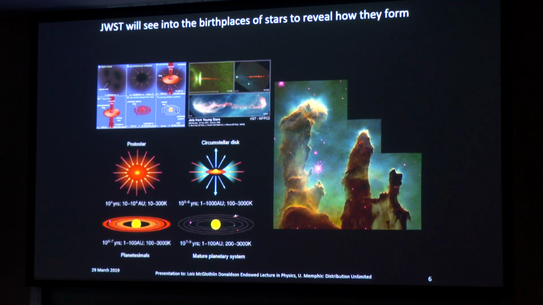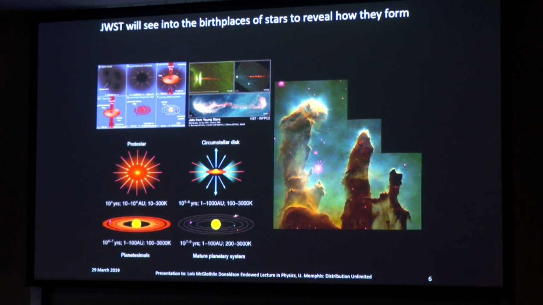Now, the spaces between the stars, the so-called interstellar space, it's not an empty vacuum. It's filled with giant clouds of dusty molecular gas. This is a famous picture of one, called the Eagle Nebula, that the Hubble Space Telescope took. And this is dust-filled molecular gas.